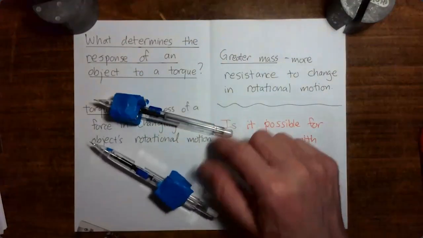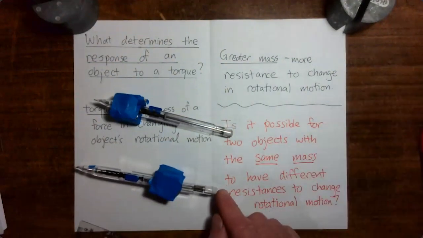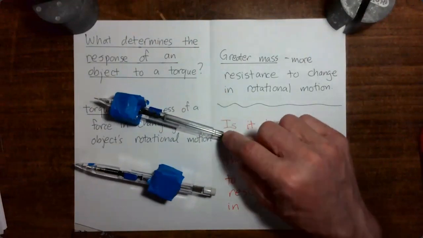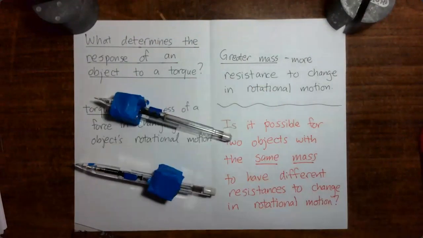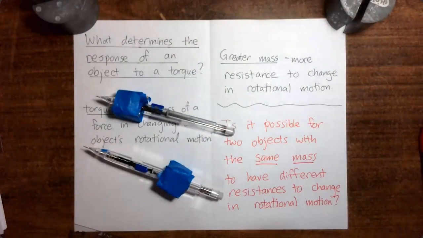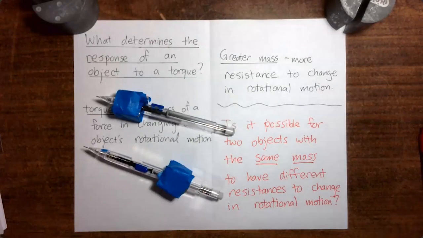Notice that each of these objects has the same mass. Here I have a pencil with 8 quarters taped to it. Here I have an identical pencil with 8 quarters taped to it. So this object and this object have identical masses. They only differ in where the stack of quarters is taped onto the pencil. So now we're going to take that same experiment that we did with the spoons and do it with the pencils.